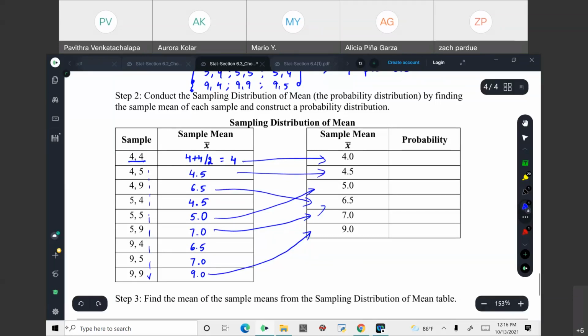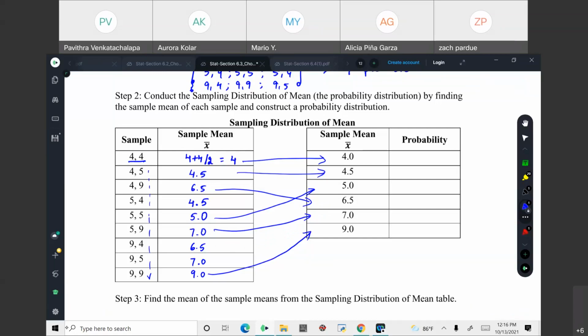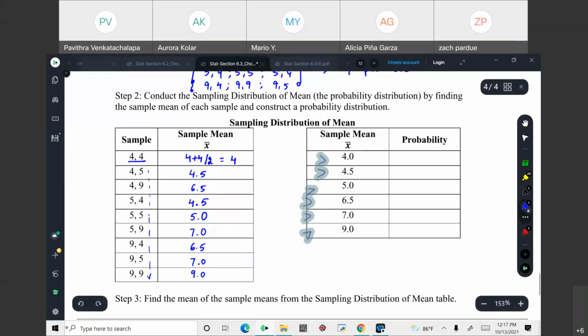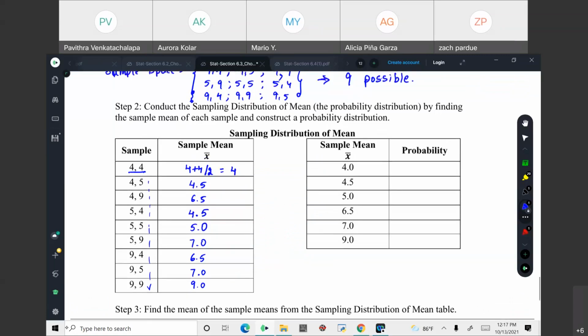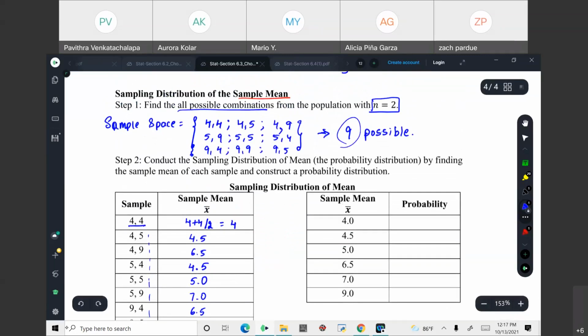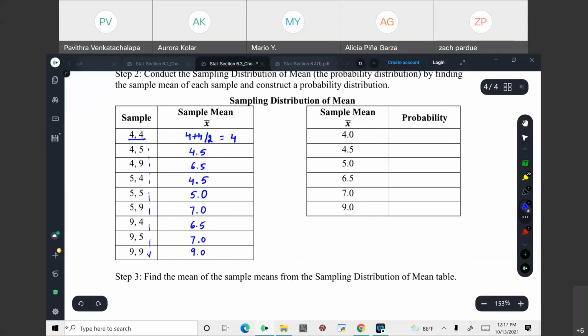Now I want you to calculate the probability. How do you calculate the probability? What is the probability formula? Outcome divided by total outcomes. So what are the total outcomes? 9, right? So it is outcome divided by 9.